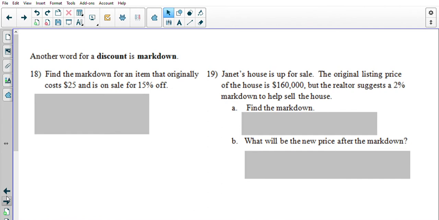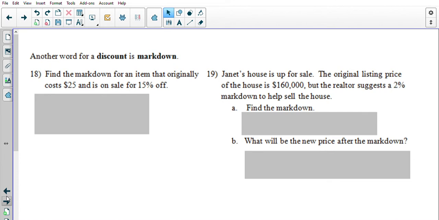All right, we've got a last stretch here of questions to get through. Let's do it. So another word for discount is a markdown. You might see that phrase sometimes. So let's look at number 18. It says, find the markdown for an item that originally cost $25 and is on sale for 15% off.